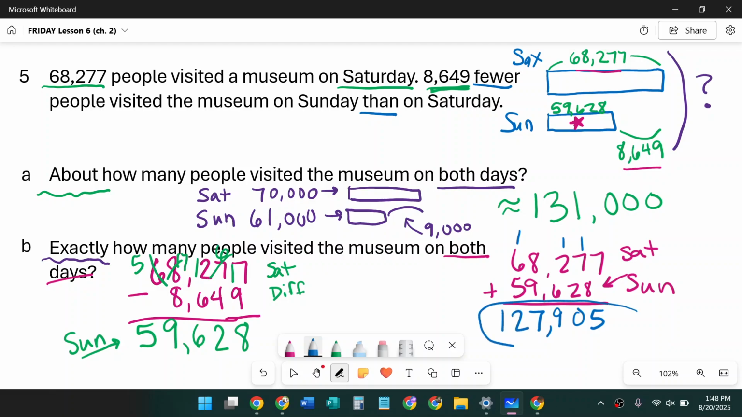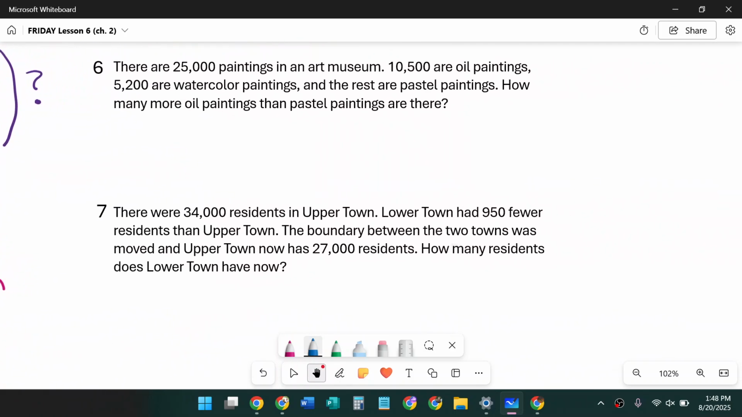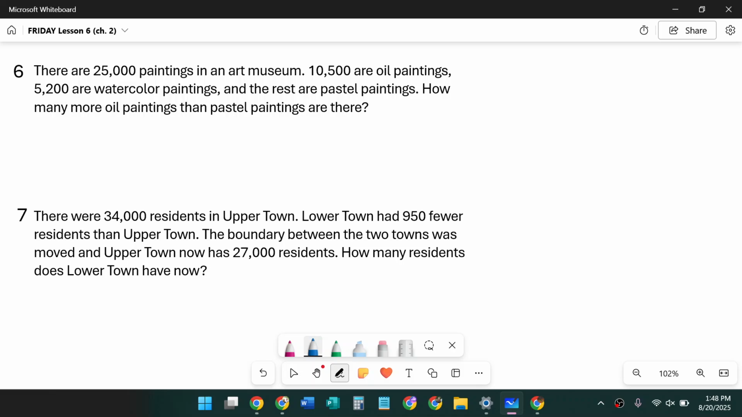So here's how many people actually visited. Our estimate's not too far off. It's a couple 10,000s off, or a couple thousands off, however you want to think of it, but it's not too bad. All right. Moving on to the last two problems in our workbook before we do some of the quick and easy ones. Okay, so for this one, it says there are 25,000 paintings in an art museum. 10,500 are oil paintings, 5,200 are watercolor paintings, and the rest are pastel paintings.